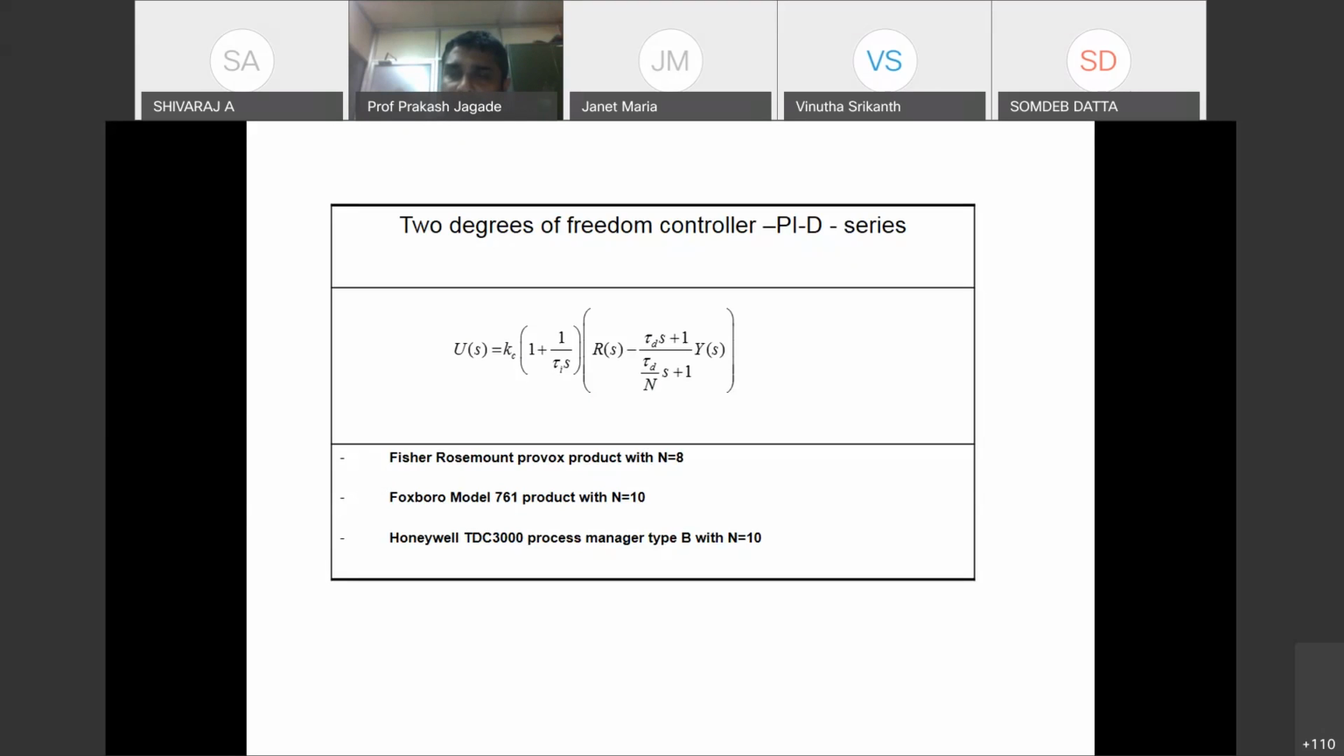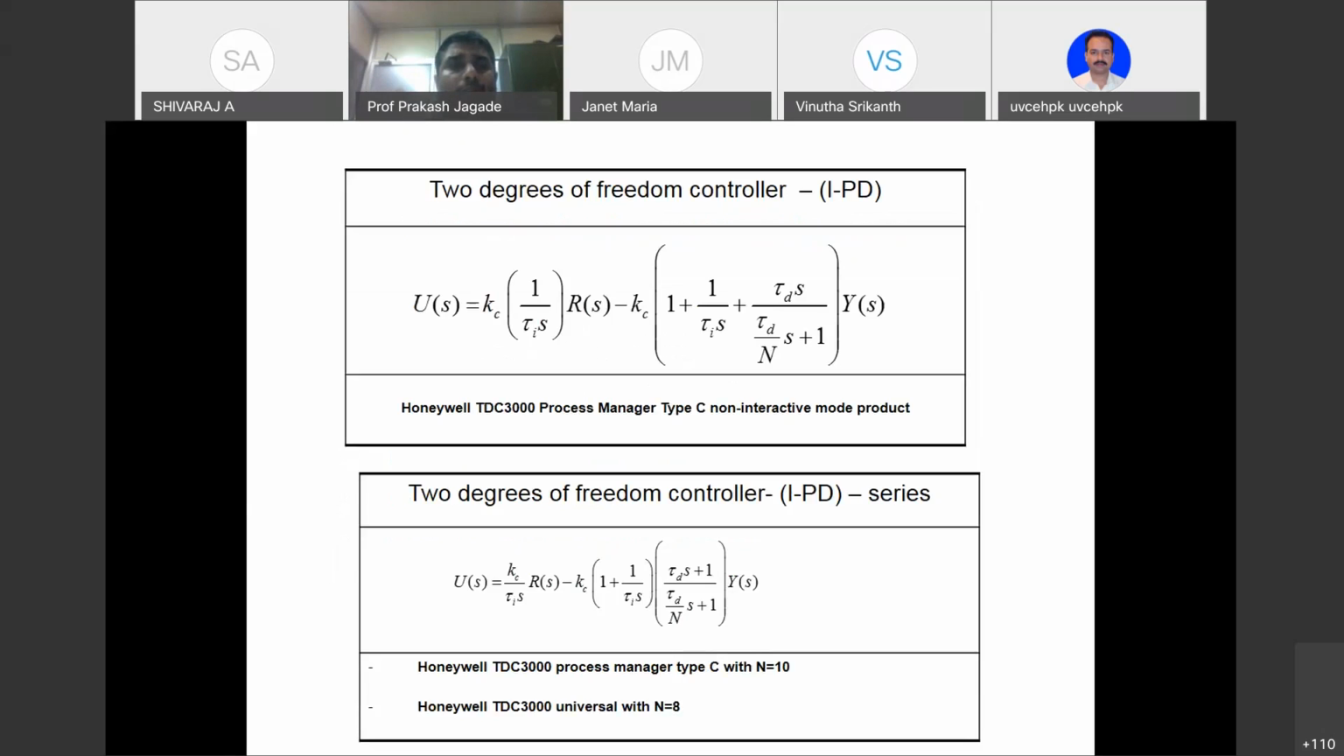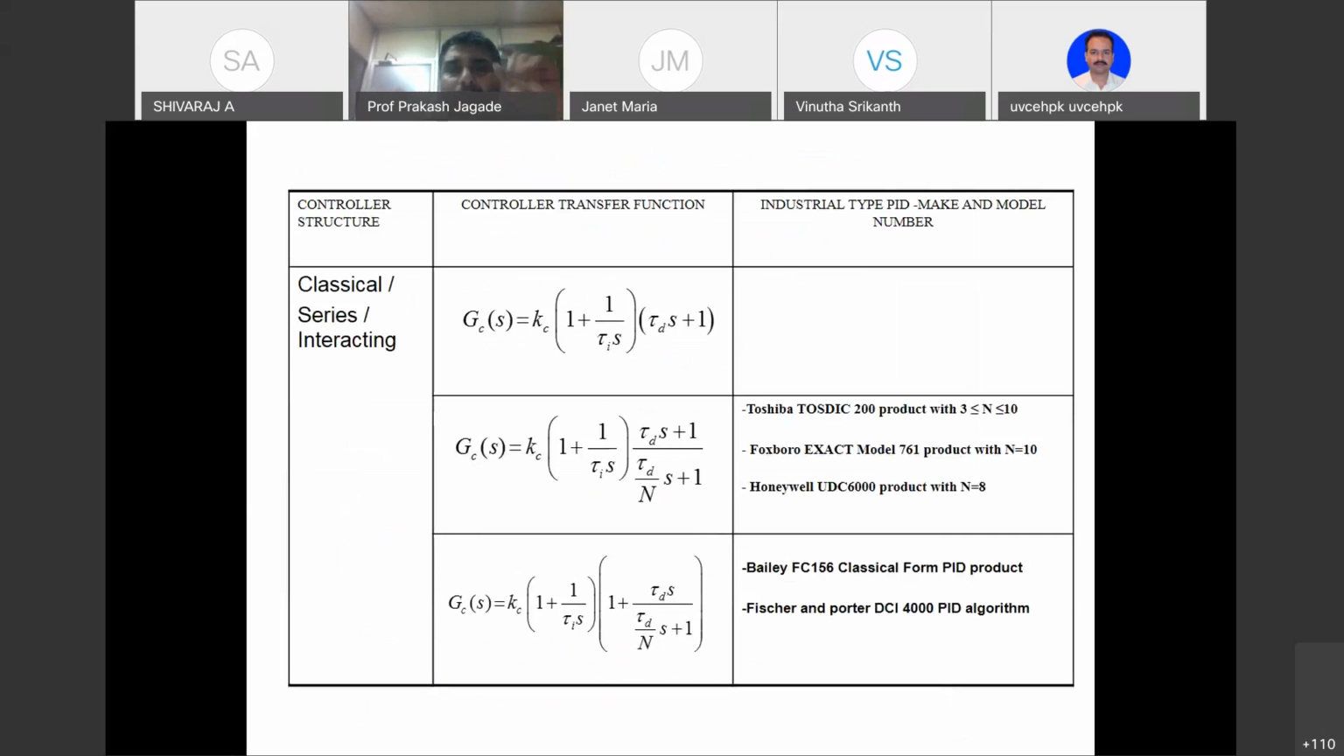Sir, one question is there. What is the gain in a PID controller? Gain is nothing but, see here, gain is nothing but KC. The term KC is there, am I right? That KC is nothing but the gain of the controller.